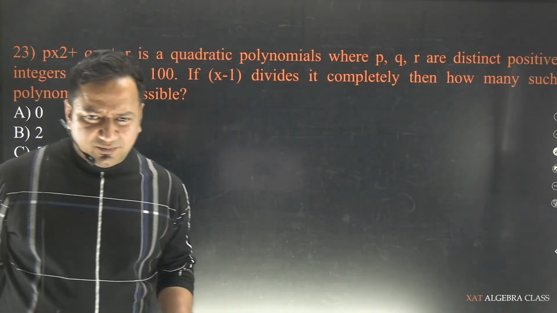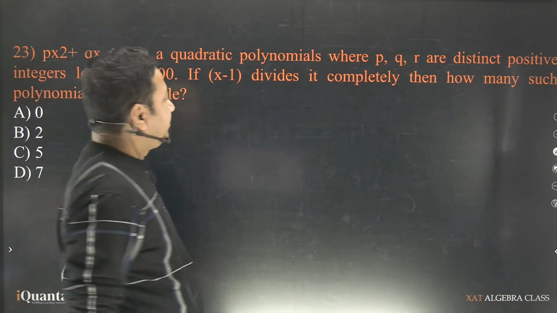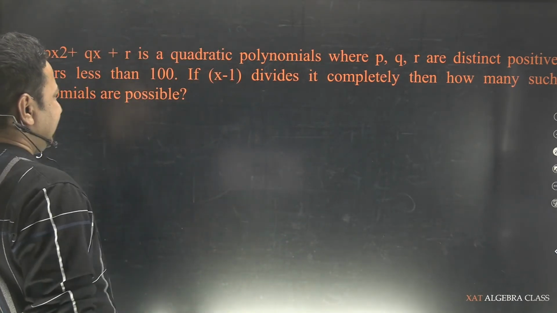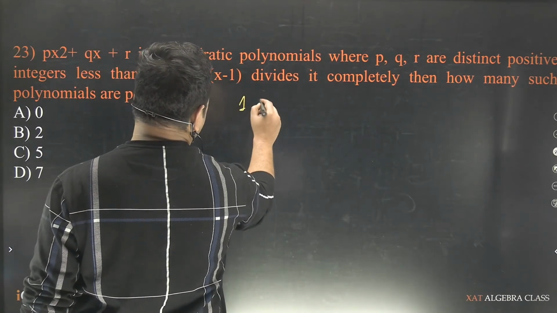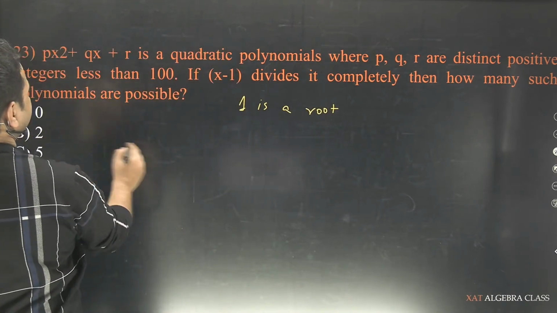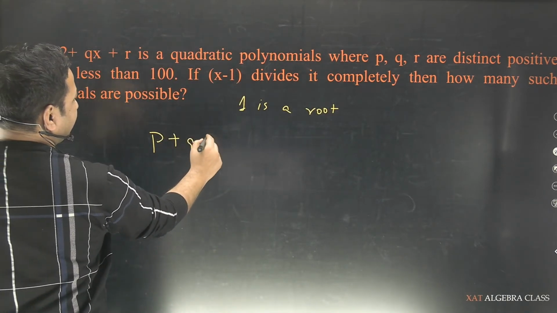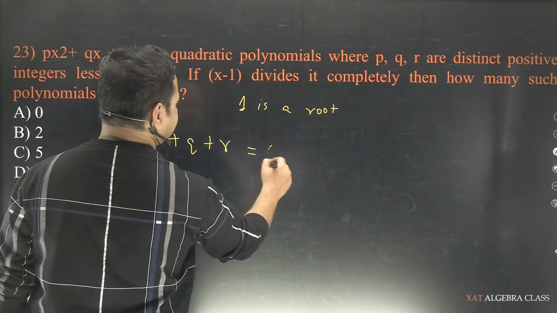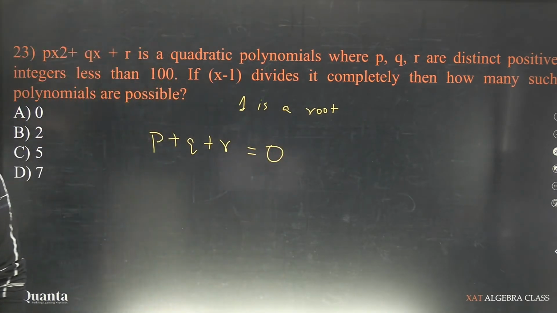Simple question but very beautiful. x minus 1 divides it completely. What does that mean? That 1 is a root, isn't it? 1 has to be a root. If I put x as 1 over here, I get p plus q plus r is equal to 0. Is that right?